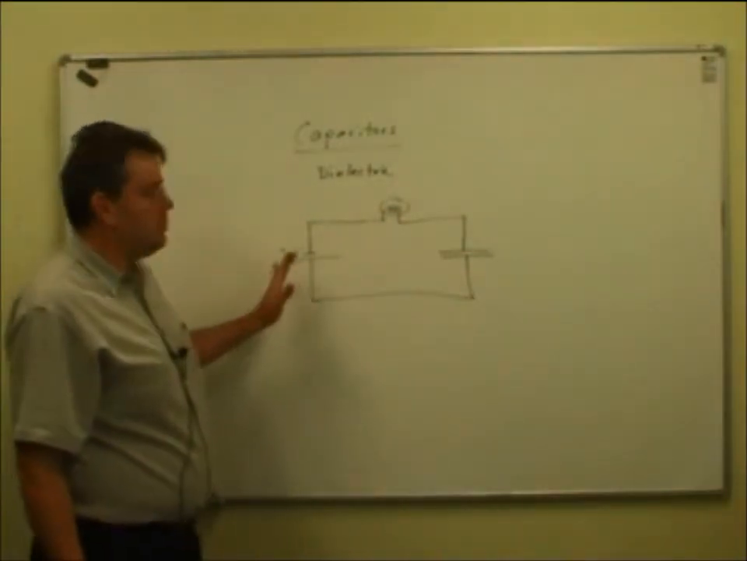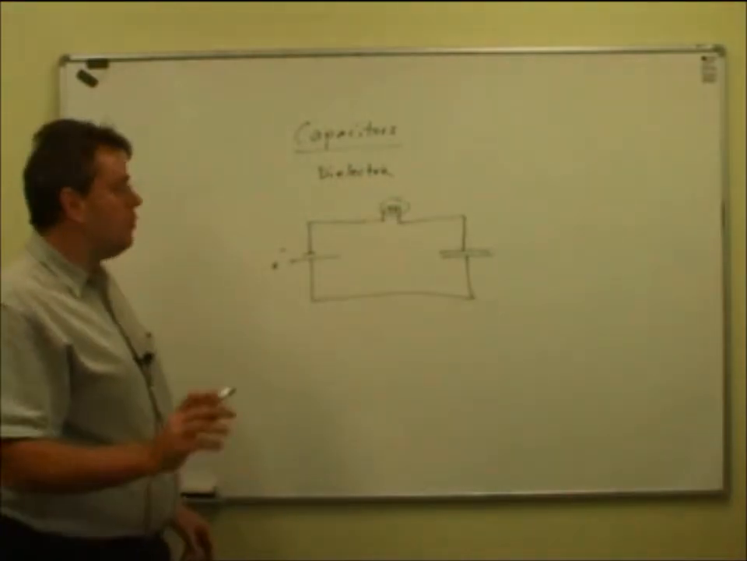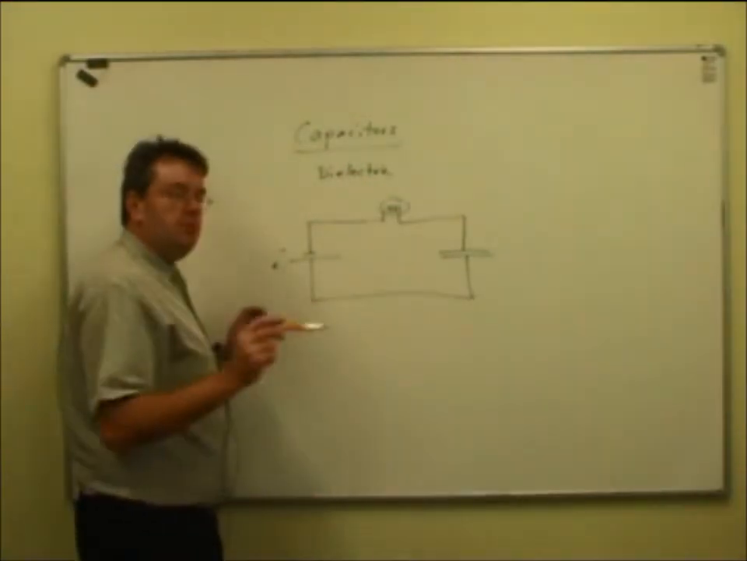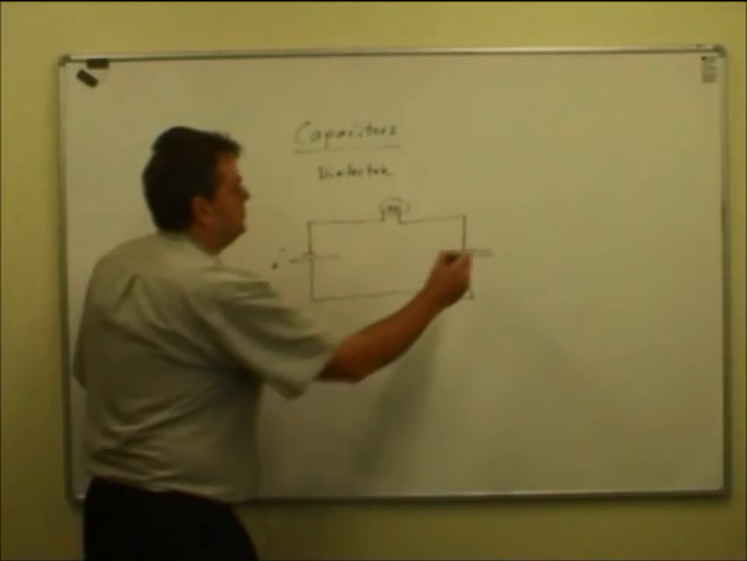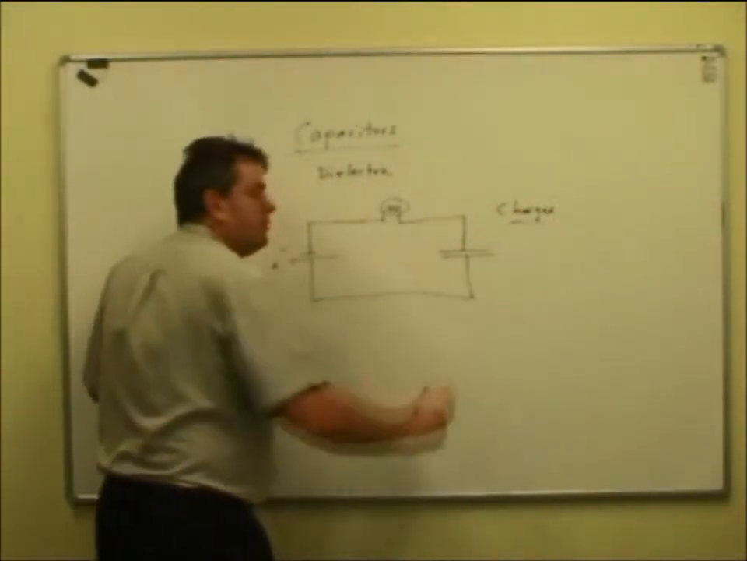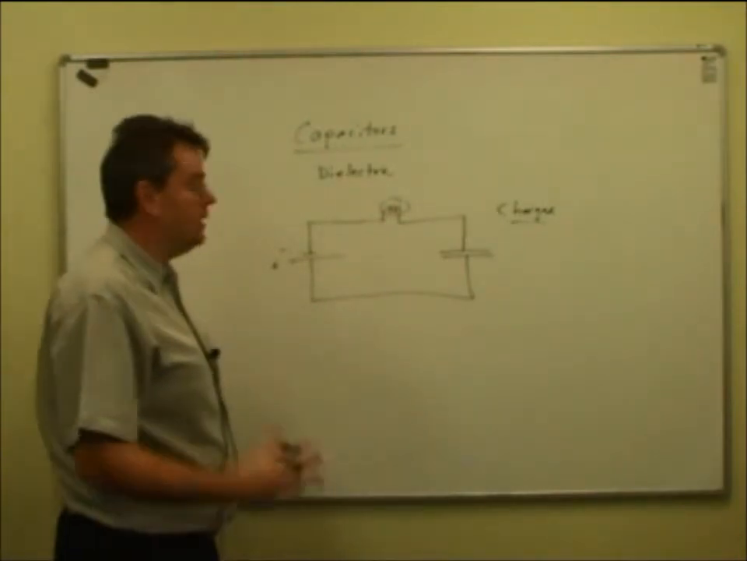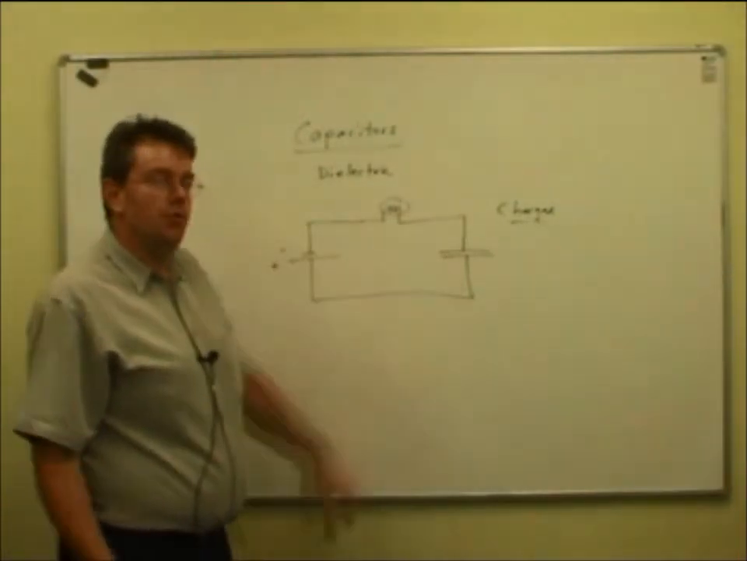Now you might think nothing will happen because we've got an insulator, we've got a break in the circuit. Well, it's not quite right because the capacitor is able to be charged up. It's not the same as a battery being charged. A car battery being charged is a chemical reaction taking place and storing electricity. This is just electrons moving onto the plates.